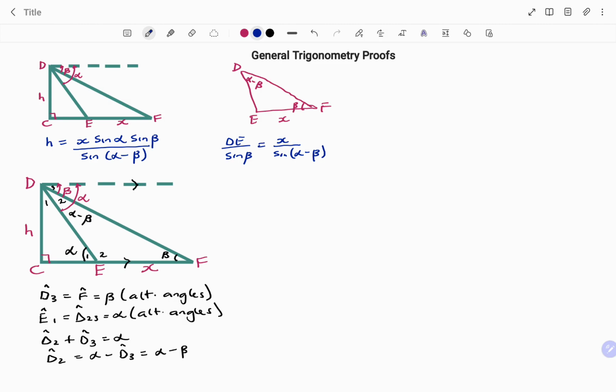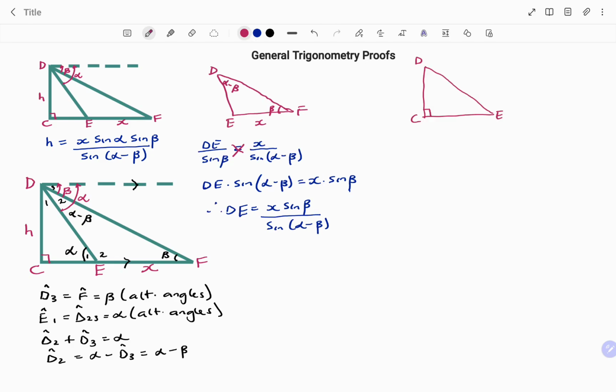Making DE the subject of formula, I'll start by cross multiplying. If I cross multiply, I have DE multiplying sine alpha minus beta is equal to x multiplying sine beta. Therefore, dividing both sides by sine alpha minus beta, we have DE equals x sine beta divided by sine alpha minus beta.